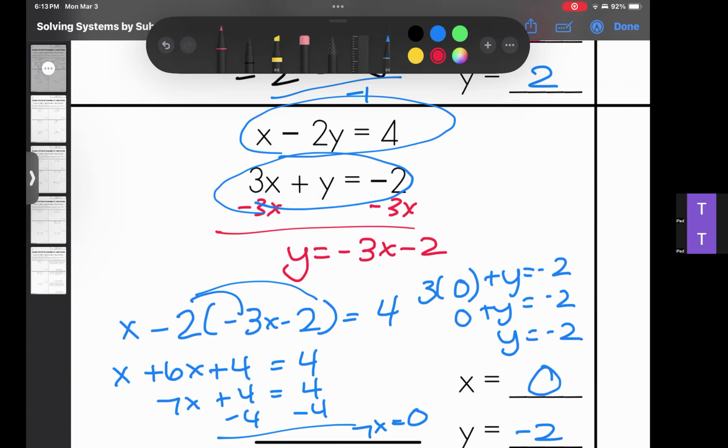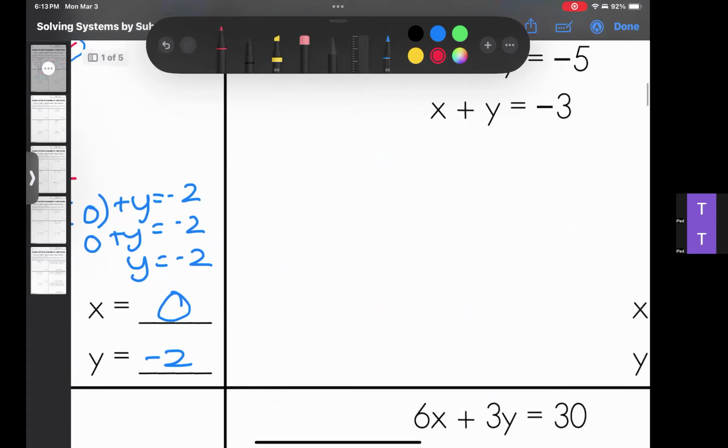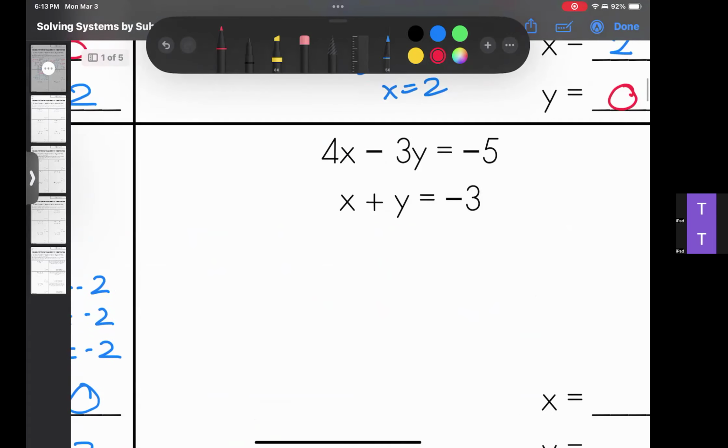And then let's check it. So let's do x is 0 and y is negative 2. Negative 2 times negative 2 is 4. 0 minus 4 is 4 because negative times negative is positive. The maths.